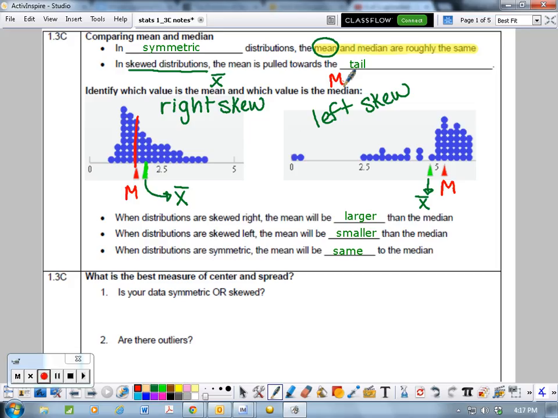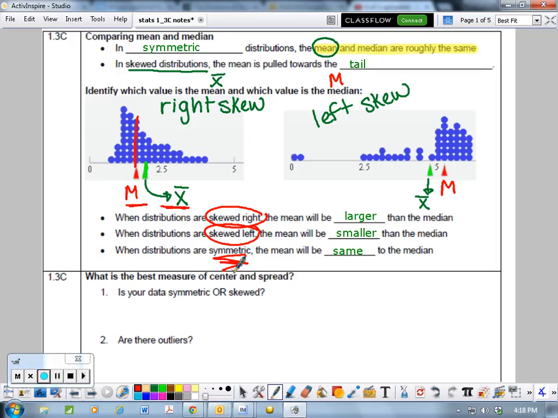And so using that, we're starting to see that when distributions are skewed right, the mean is going to be larger. And we see that right here, that the mean is larger than the median. But when it's skewed left, because it's pulling the mean to the left, the mean is going to be smaller. And then when they're symmetric, they should be roughly the same. Not always exactly the same, but roughly the same.